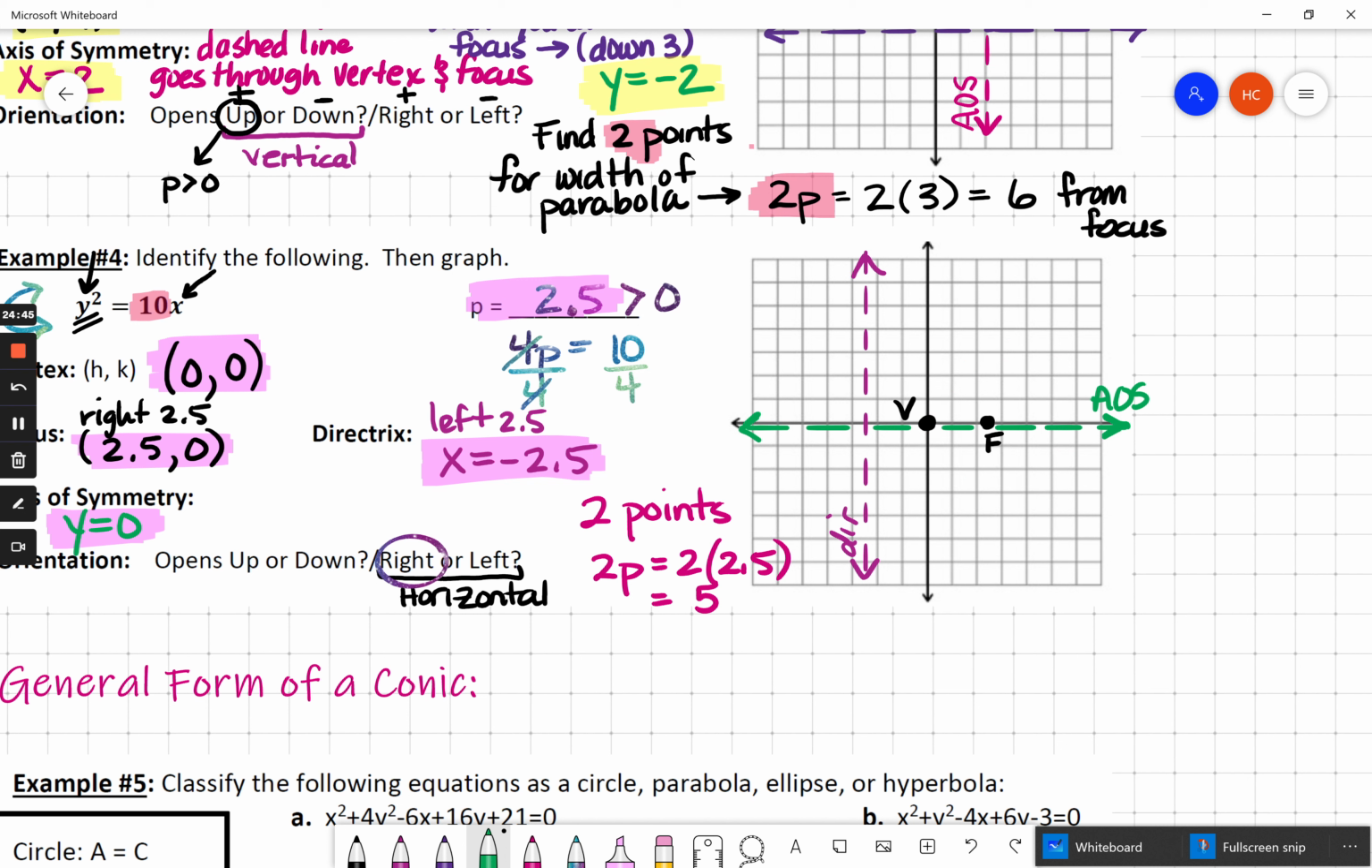So from our focus, I need to go a distance of 5. I'm going to go up 5, 1, 2, 3, 4, 5. And then down 1, 2, 3, 4, 5. And now from the vertex, when you draw your curve, you always go from the vertex towards your focus. And there is your right-facing parabola.